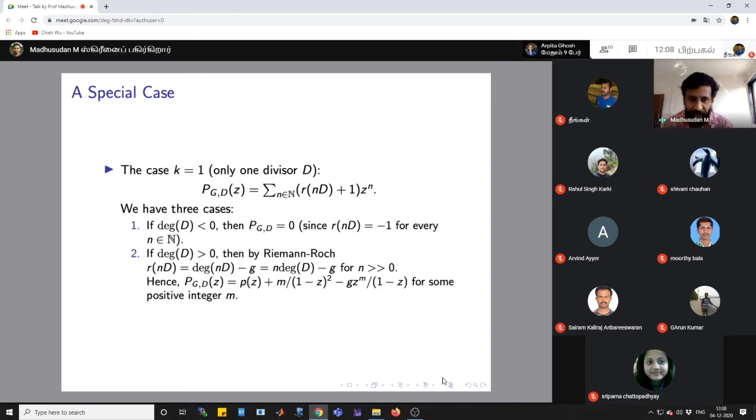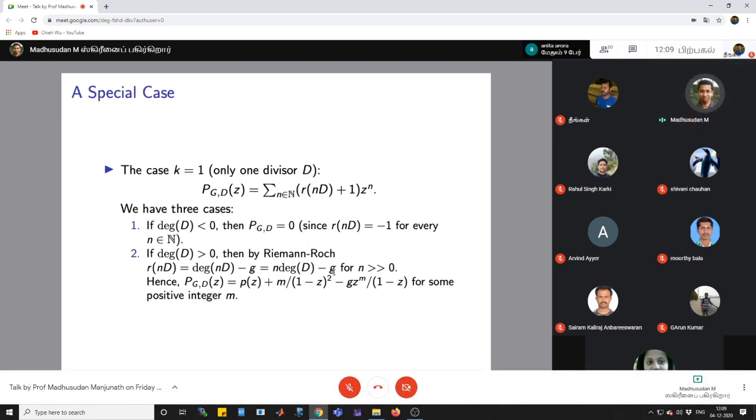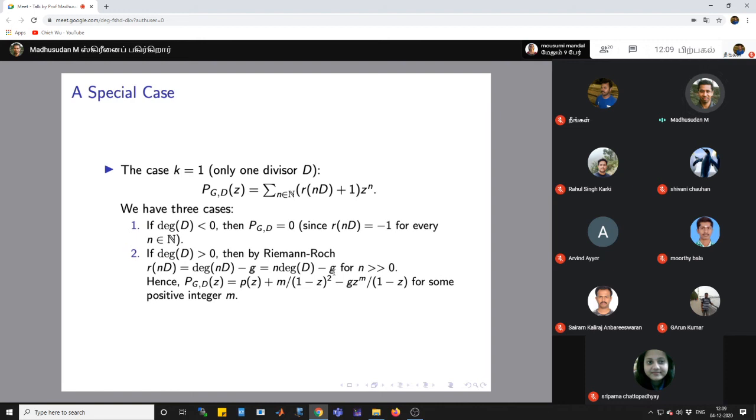And then you have a couple of other cases. The next case is if the degree is strictly positive. Then you're also in a nice situation where you can apply the Riemann-Roch theorem, or the consequence of the Riemann-Roch theorem that I mentioned, to conclude that the rank of nD is actually n times the degree of d minus the genus of the graph if n is sufficiently large. How large? It suffices to take n such that n times the degree of d is greater than 2g minus 2. But it's based on the consequence that we derived.